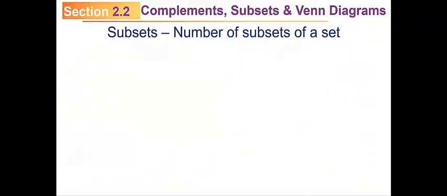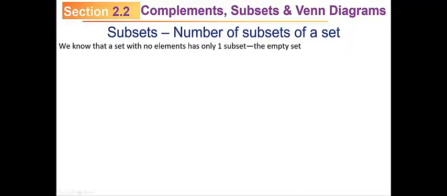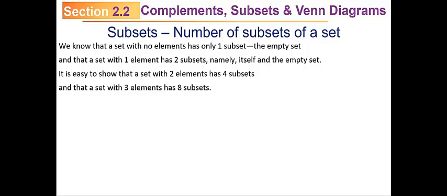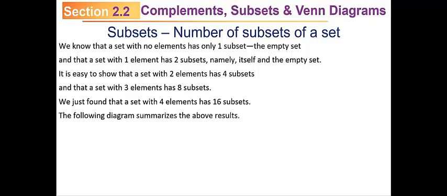Let's see if we can find a pattern here. We know that a set with no elements has only one subset, namely the empty set, and that a set with one element has 2 subsets, namely itself and the empty set. And although we haven't done it, it's easy to show that a set with 2 elements has 4 subsets, and a set with 3 elements has 8 subsets. We just discovered that a set with 4 elements has 16 subsets. Let's see if we can devise a pattern.